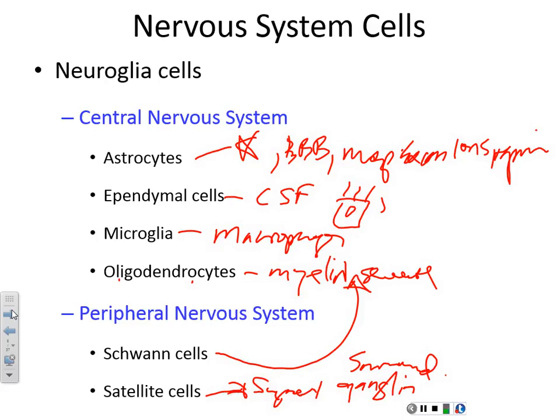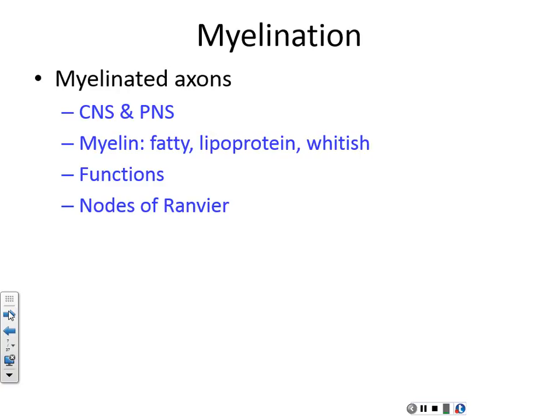So you've got to know these cells. Sometimes they'll ask about one of those cells. It's like, okay, you tell me these glial cells in the central nervous system. So you've got to know which ones belong to which, and what they do in which part of the nervous system.